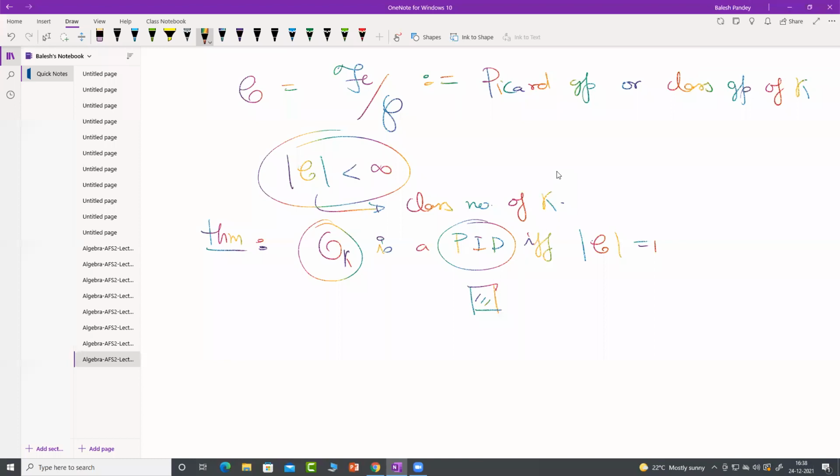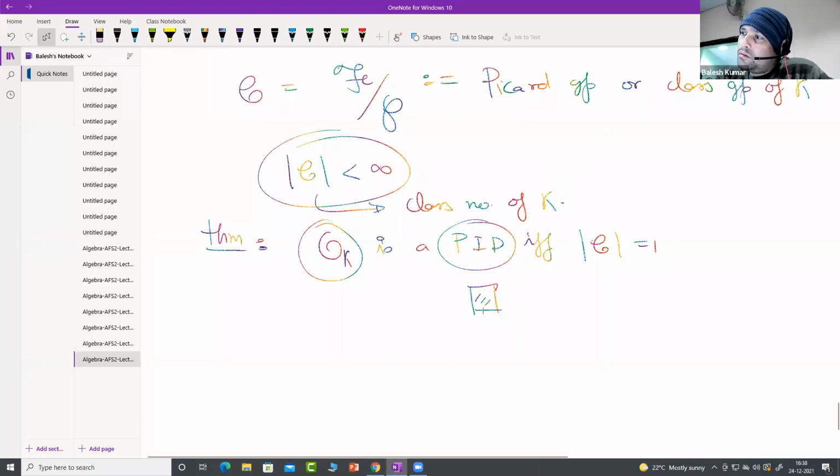I'll just add one comment here. OK is a UFD if and only if it is a PID. That is another beauty, another result in number theory, that UFDs and PIDs in the number field case are the same. So the only problem lies in finding whether one can prove UFD or PID.